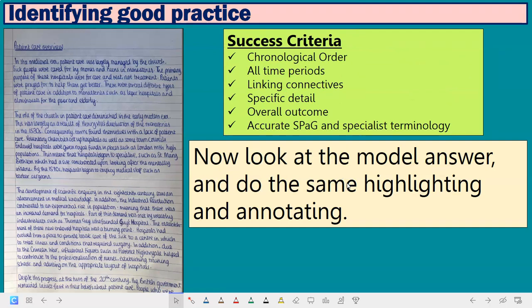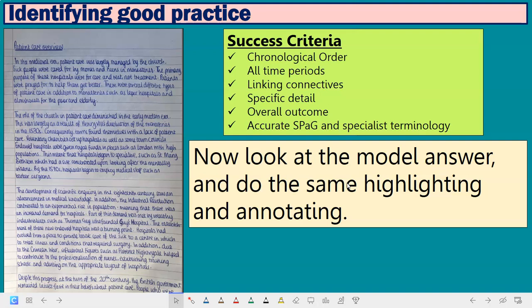So you've had a look at your answer. Now we're going to have a look at a model answer. This was me writing. I spent 30 minutes on this. So I didn't go over the time period, I used it appropriately. What I want you to do is the same thing as you did for your answer. So you're going to highlight and annotate where you see the success criteria.